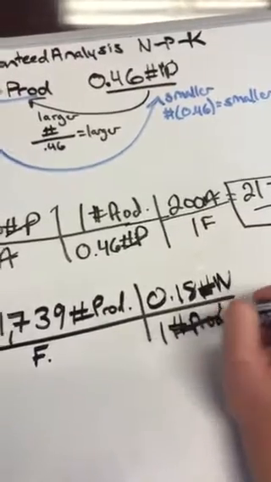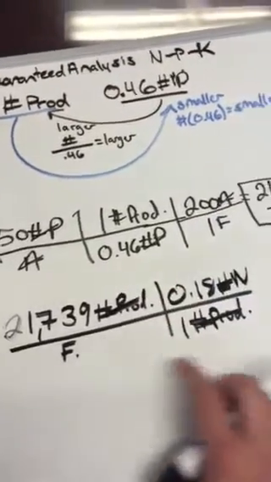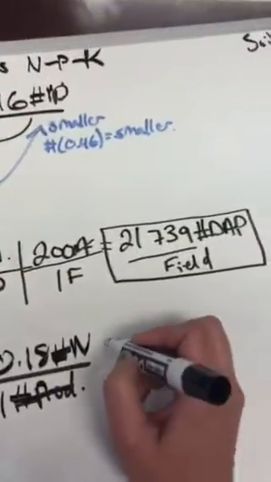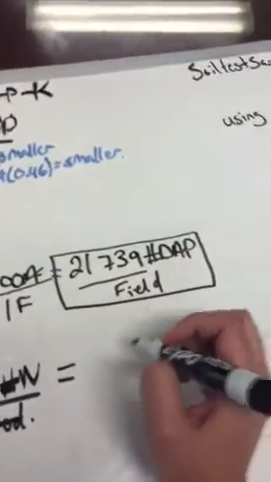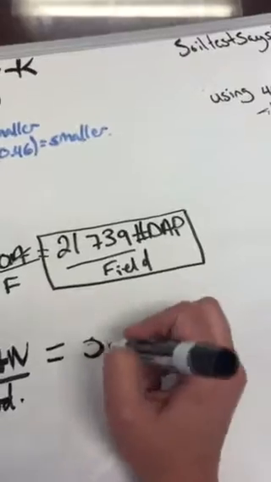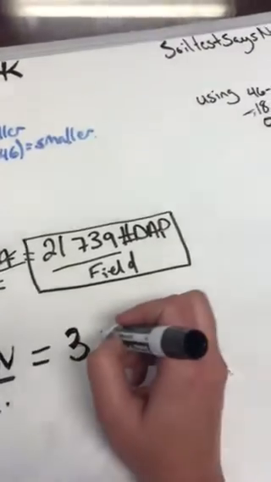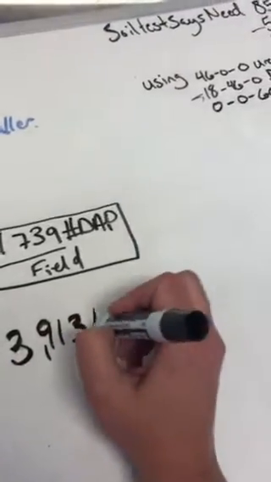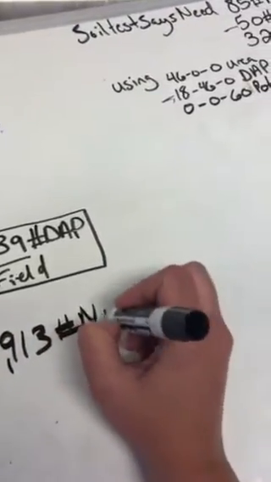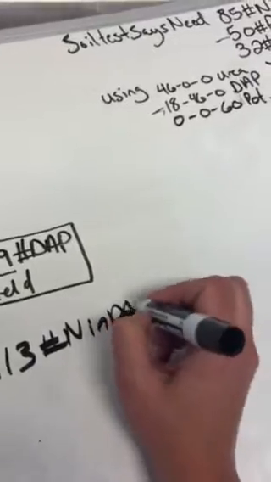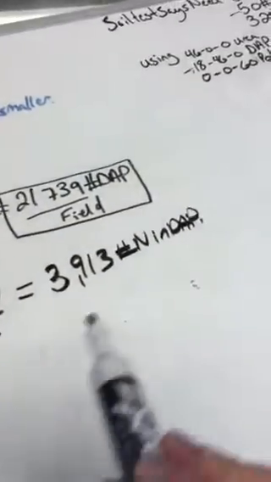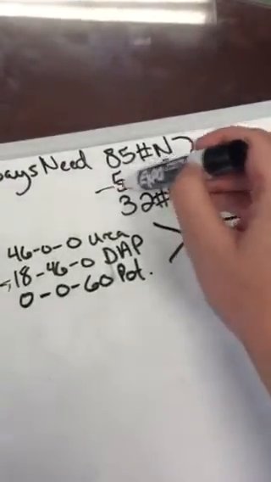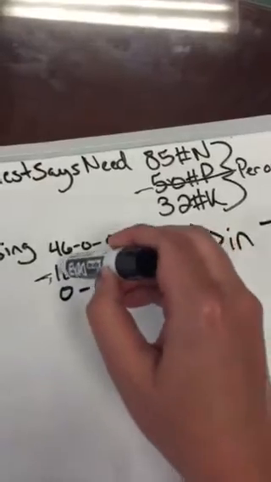Okay, now we're in pounds of N per field applied as DAP. So this will give you 3,913 pounds of N in DAP. Okay, so now we subtract this number from the total N applied to the field. So we've already used this number. We're done with our DAP.